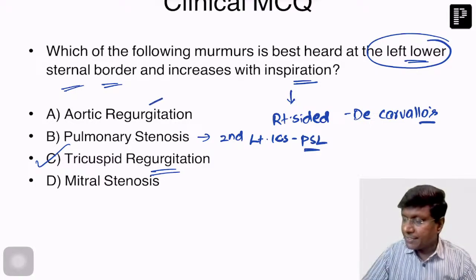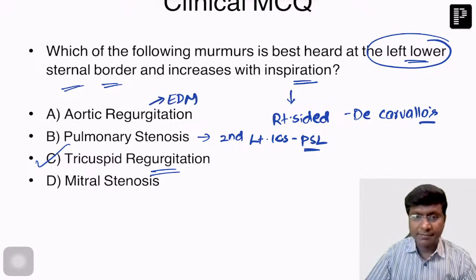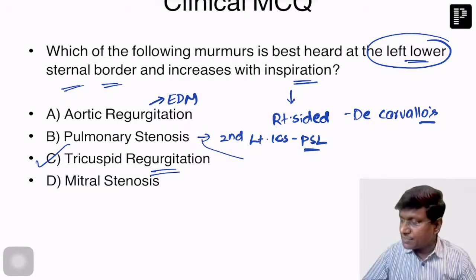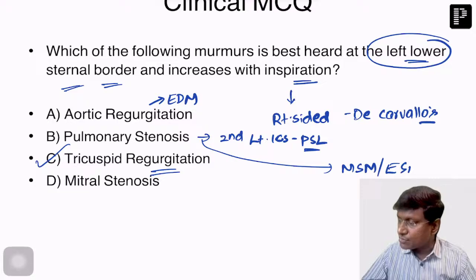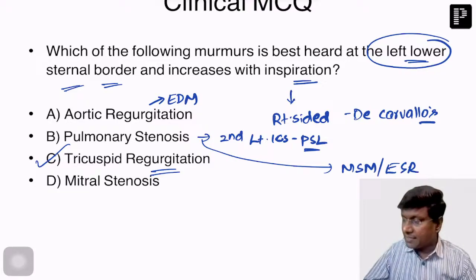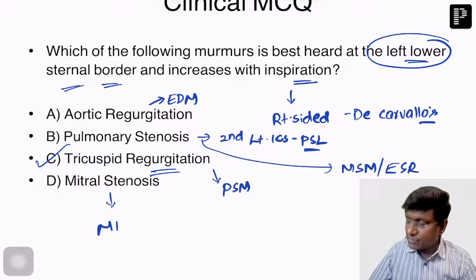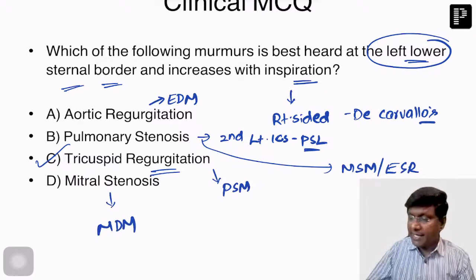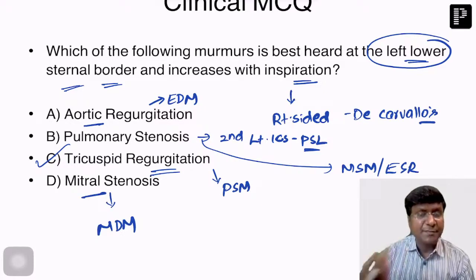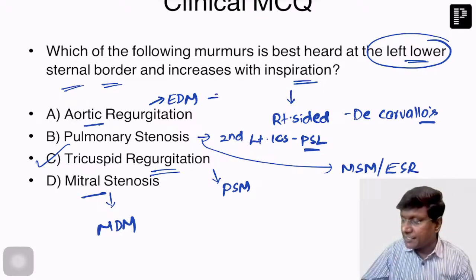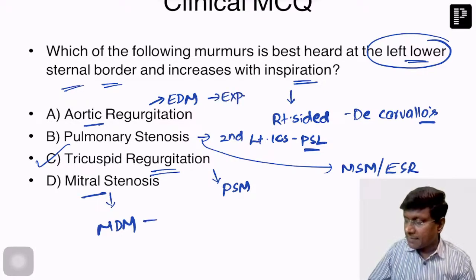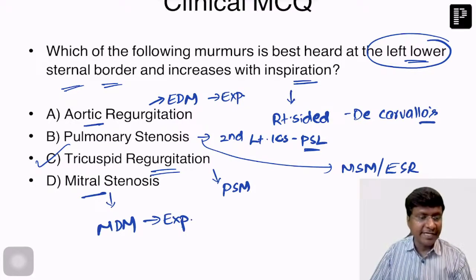And in aortic regurgitation, the murmur is an early diastolic murmur. Whereas in pulmonary stenosis, the murmur is a mid-systolic murmur, which is also called an ejection systolic murmur. Whereas in TR it is a pansystolic murmur. Whereas in MS it is a mid-diastolic murmur. So your AR and MS murmurs increase on inspiration. Sorry, they increase on expiration. The left-sided murmurs increase on expiration, whereas the right-sided murmurs are the ones which increase on inspiration.